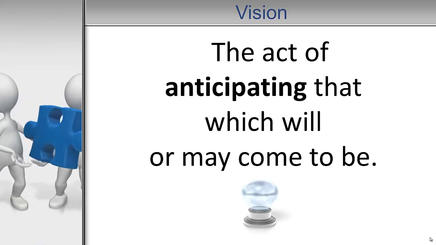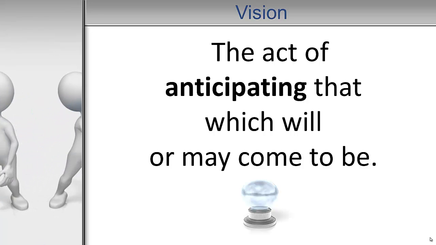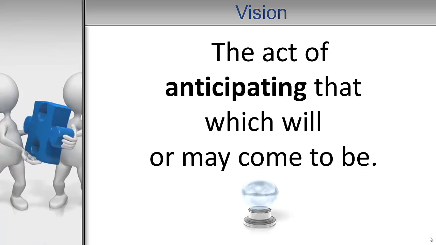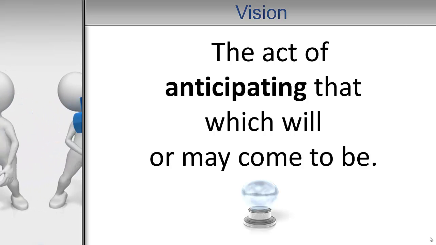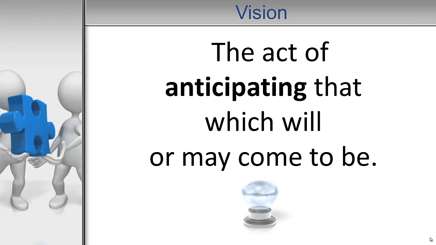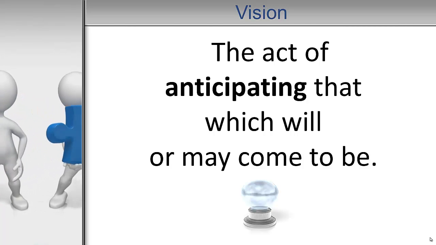What is the definition of vision? The dictionary defines vision as the act of anticipating that which will or may come to be. What this means to you is that your vision paints the picture of your organization in the future, and once written, can help you stay on track by providing markers and milestones.